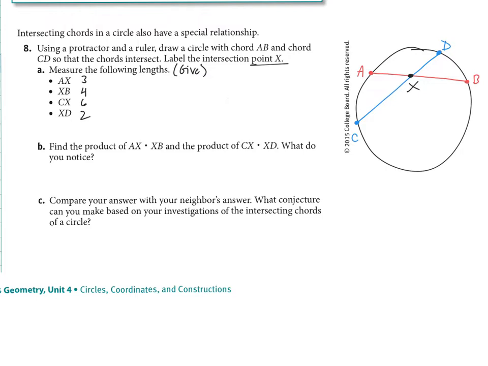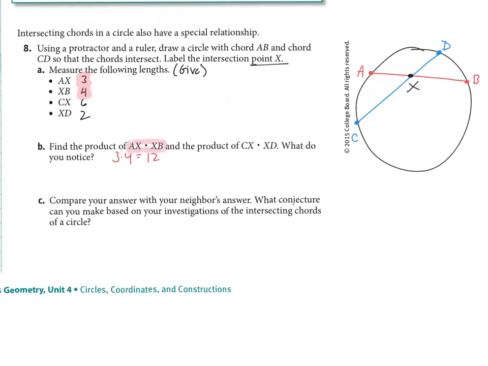Awesome, looking good. Okay, so now it wants us to find the product of AX times XB, and then the product of CX times XD. And we're going to see if we notice something. So let's go ahead and take AX, which is 3, and multiply it times XB. So when we multiply 3 times 4, we're going to get 12. So I'll write it this way.